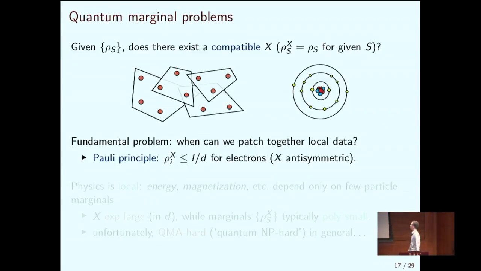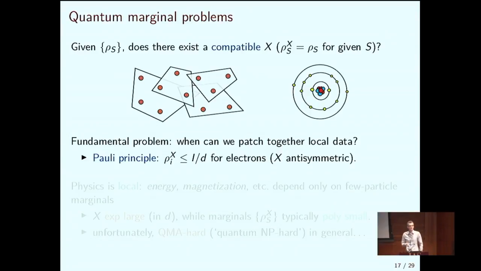And in particular, I just want to stress this, even though we're not going to follow up on it. If your tensor is supposed to be antisymmetric, then this would include, for example, the famous Pauli exclusion principle, which says in pictorial terms that any 2 electrons can't be in the same state at the same time. One consequence is that the marginal of a single electron has a constraint. In this case, the eigenvalues can't be larger than 1 over the number of particles.